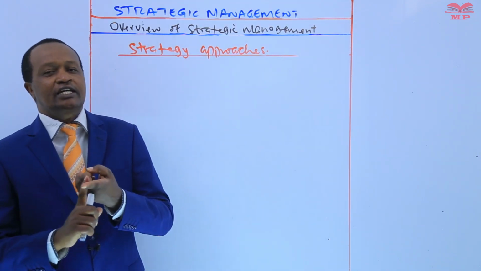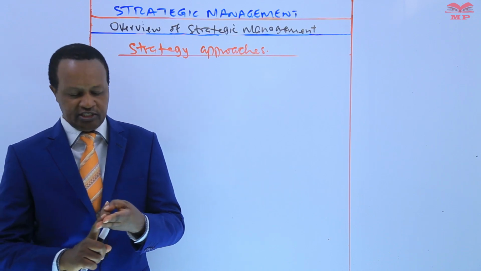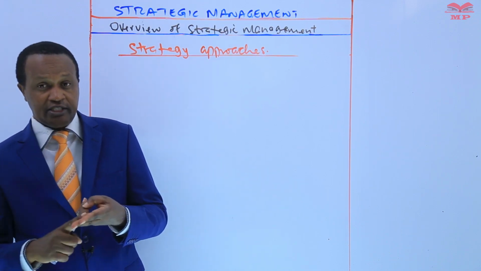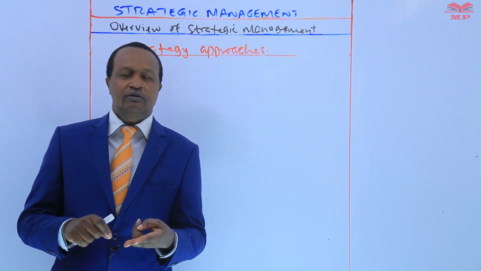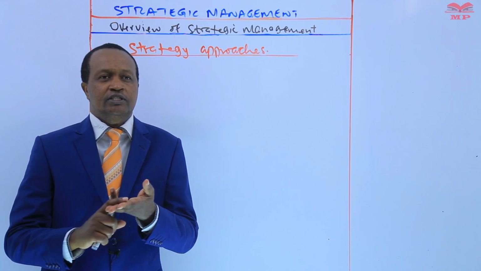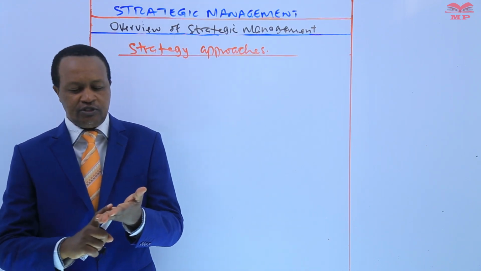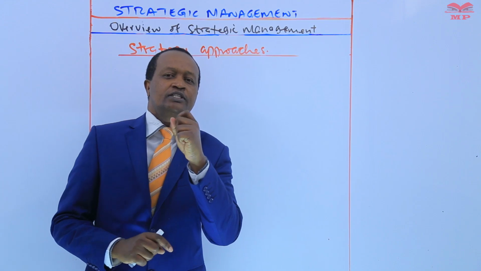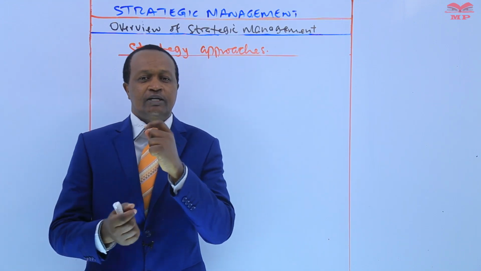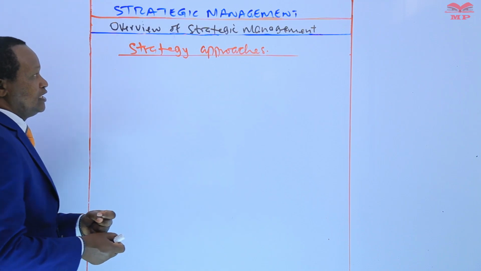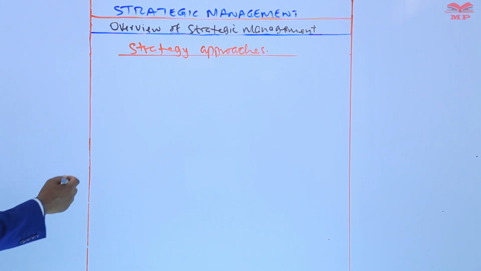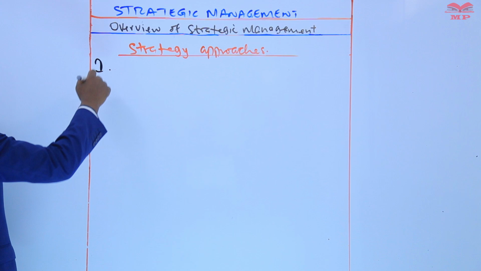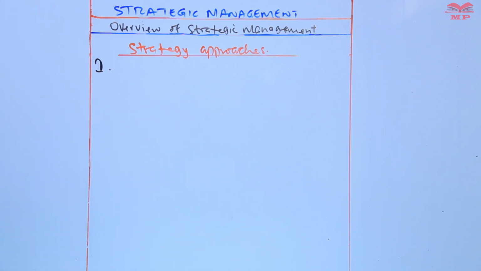Number 1 is a classical approach. Number 2 is the evolutionary approach. Number 3 is the processual approach. 4, systemic approach. 5, resource-based approach. 6 is the dynamic capabilities approach, and 7 is the real options approach. Those are some of the approaches to strategy. The first one I've said is the classical approach.